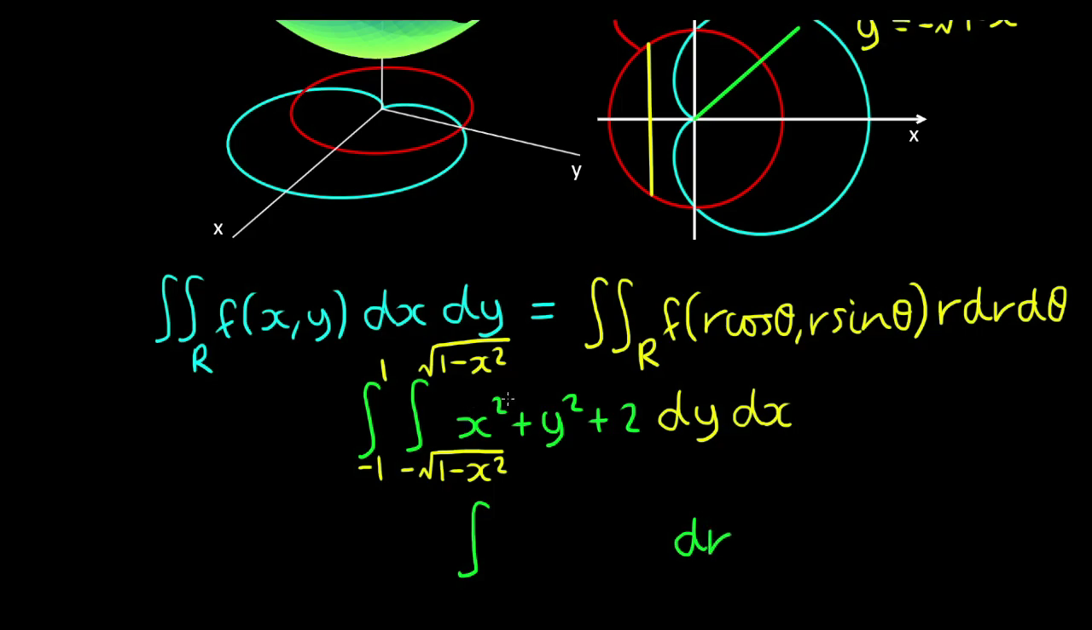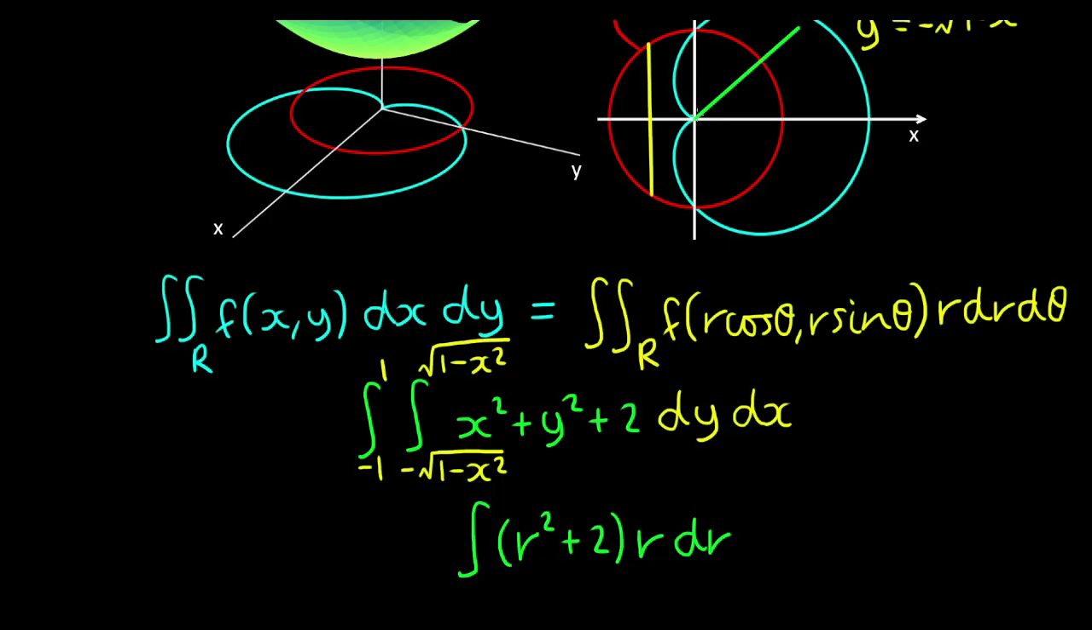so we first substitute for x and y, so that's r squared cosine squared theta plus r squared sine squared theta, which gives r squared, plus 2, and we multiply this by r and integrate over r.